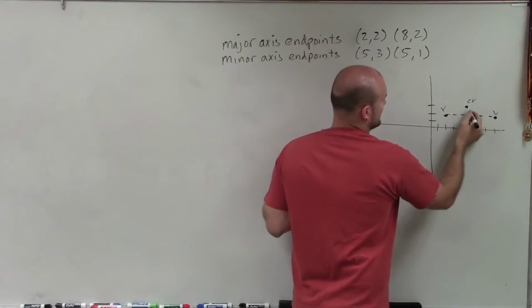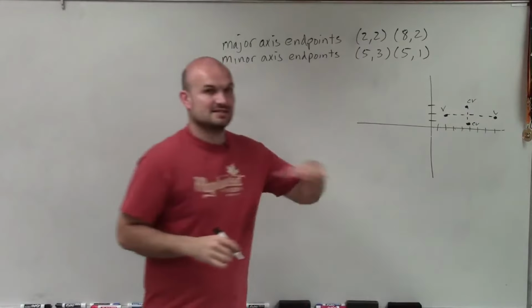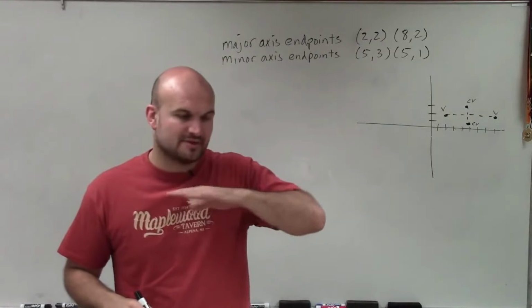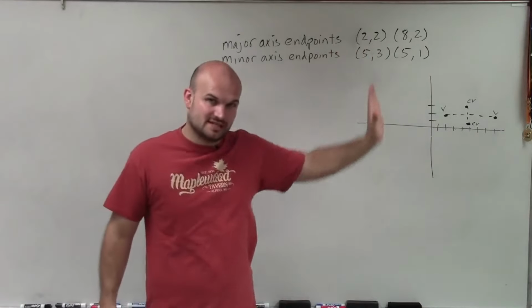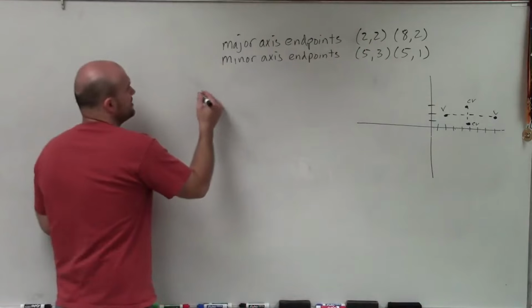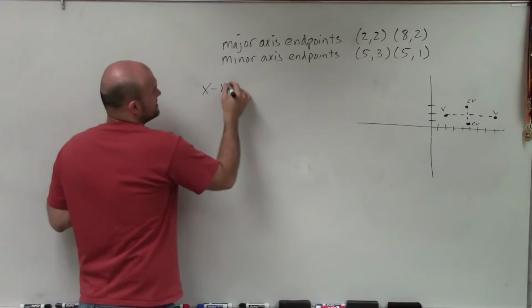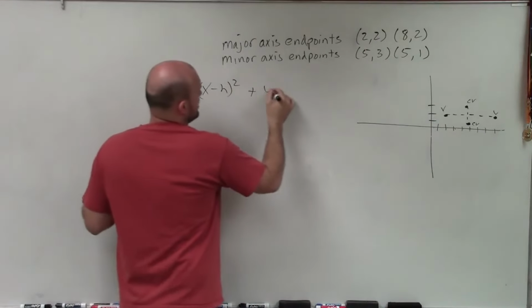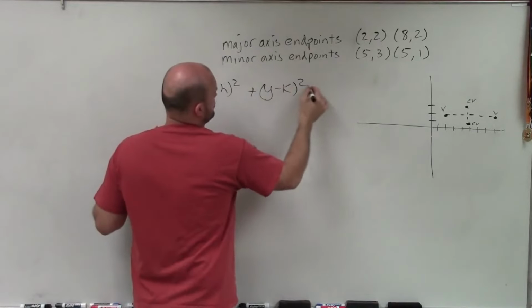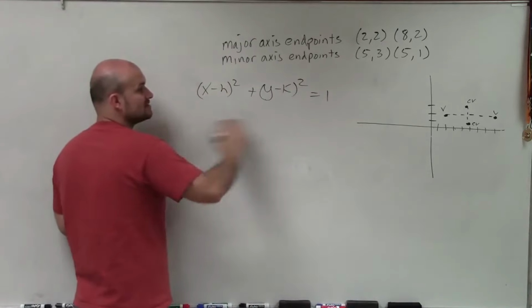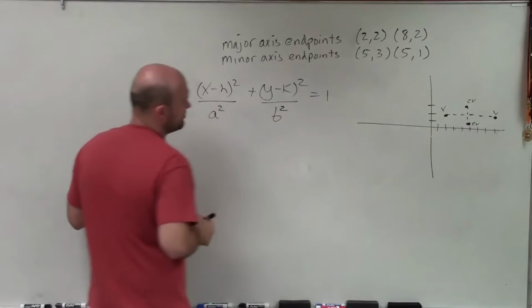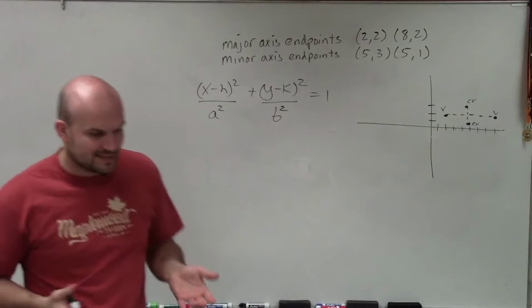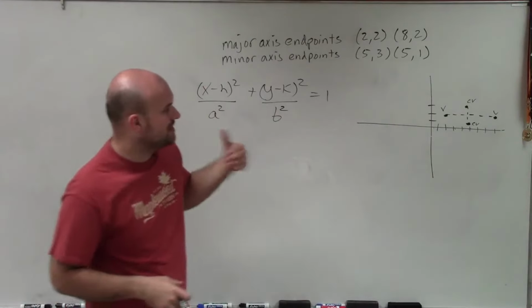So you can see in this case that my major axis, the line between my vertices, is horizontal, and my axis between my covertices is vertical. So therefore, the formula that I'm going to use is (x minus h) squared over a squared plus (y minus k) squared over b squared equals 1, where since it's horizontal, my a squared is under my x, and my b squared is going to be under my y.